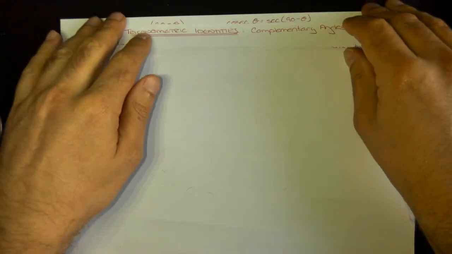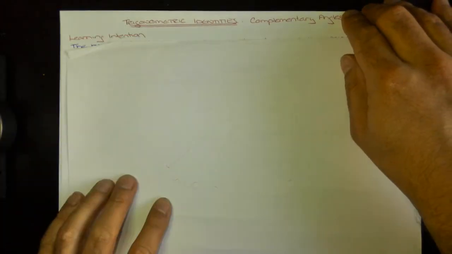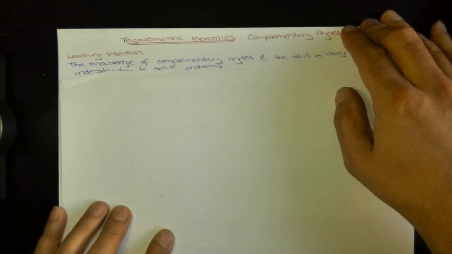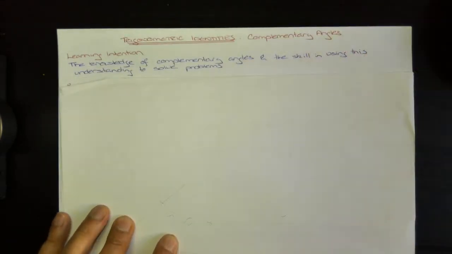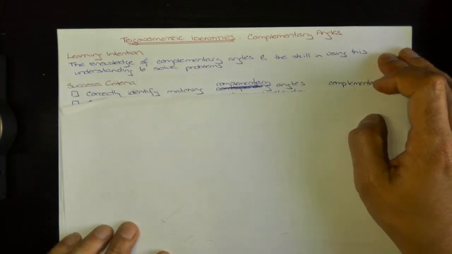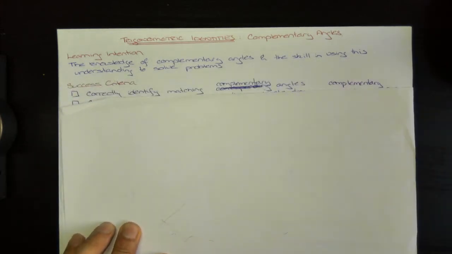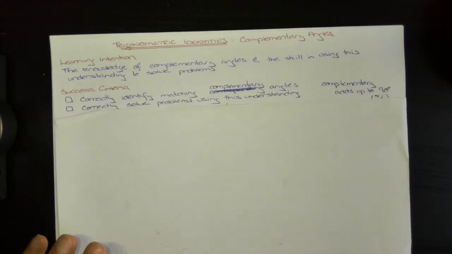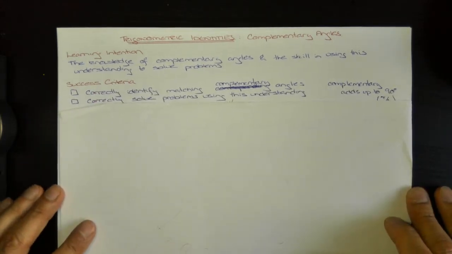Okay, so today we're doing another trigonometric identity. We're going to be looking at the complementary angles. Our learning intention is the knowledge of complementary angles and the skill in using these to solve problems. We'll be successful if we correctly identify complementary angles and if we can correctly solve problems using this understanding.